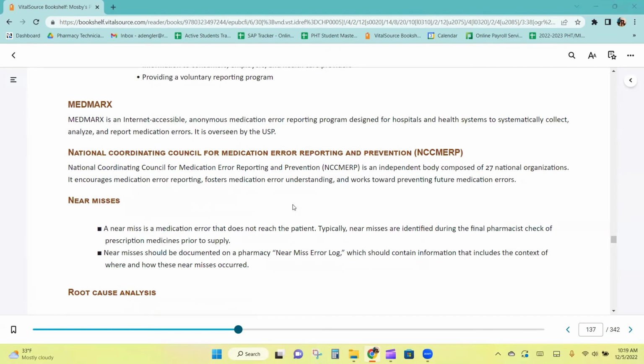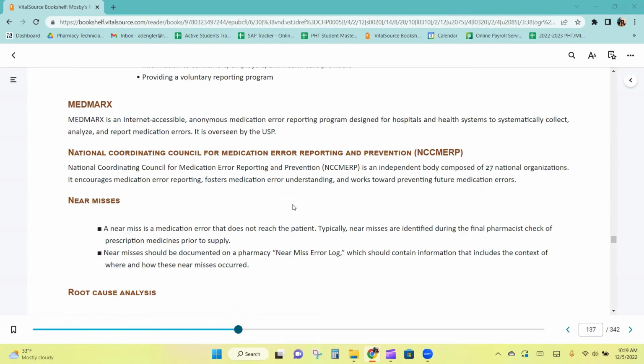The National Coordinating Council for Medication Error Reporting and Prevention is an independent body composed of 27 national organizations. It encourages medication error reporting, fosters medication error understanding, and works toward preventing future medication errors.